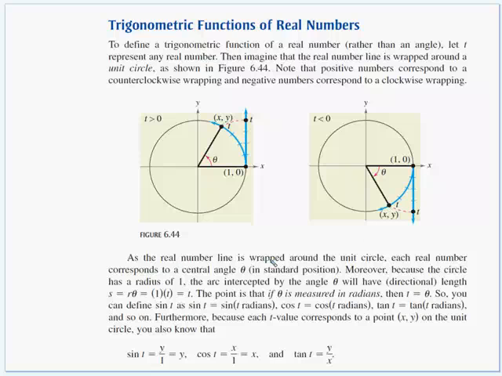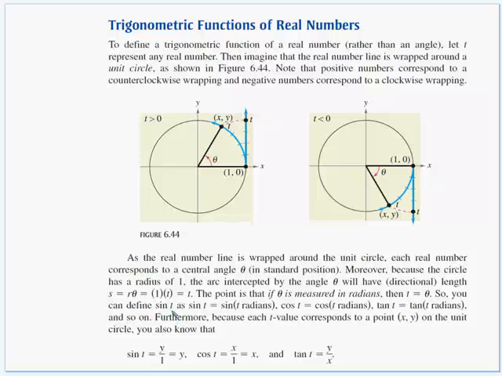Now, as the real number line is wrapped around the unit circle, each real number corresponds to a central angle theta in standard position. Moreover, because the circle has a radius of length 1, the arc intercepted by an angle theta will have directional length s equal to r times theta, and since the radius is 1, that's going to be 1 times t, or t. The point is that if theta is measured in radians, then t, where we are on the number line, that real number, is equal to the angle in radians.